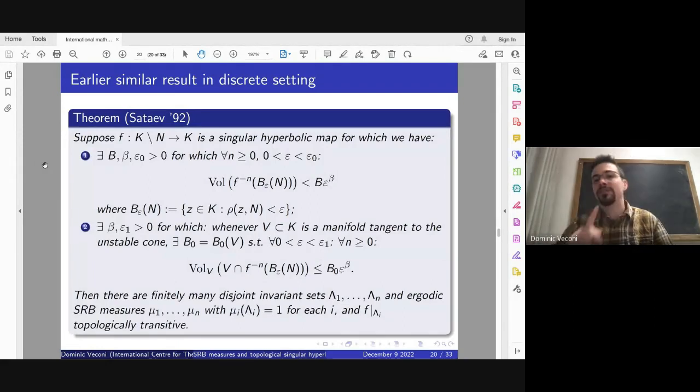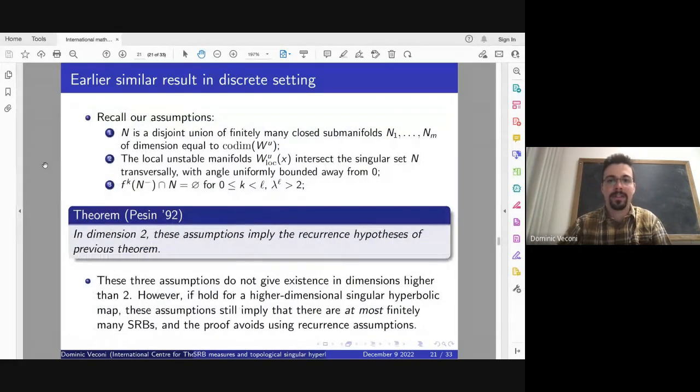Now, what Pesin showed in his 1992 result was that with these three assumptions that we mentioned earlier on, in 2 dimensions, specifically in 2 dimensions, these assumptions imply the recurrence hypotheses of the previous theorem. So these assumptions do appear, and by virtue of Satayev's result, they do give us finitely many ergodic SRB measures in dimension 2.